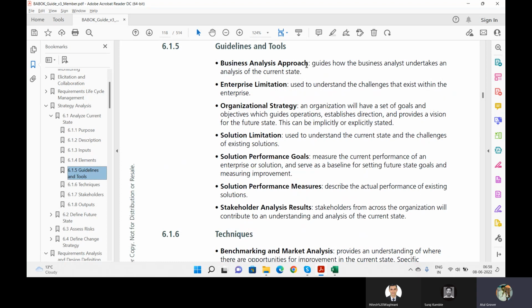Business analysis approach: how the business analyst undertakes that current state. Is it from the same industry? Is it from a different industry? Does he or she already have experience in this area or not? Enterprise limitation: we have to understand that beyond that, the enterprise cannot go.